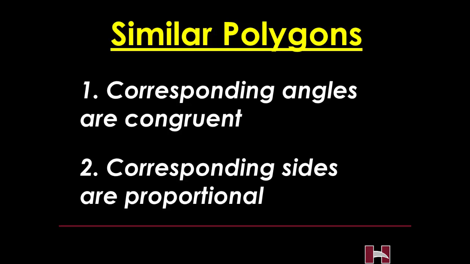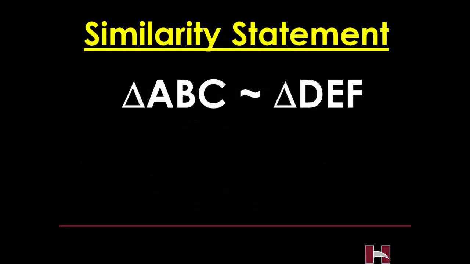In order for polygons to be similar, their corresponding angles are going to be congruent to each other. However, their corresponding sides are going to be proportional. This is an example of a similarity statement where the order matters. The angles match up and are congruent, but the sides are only proportional.